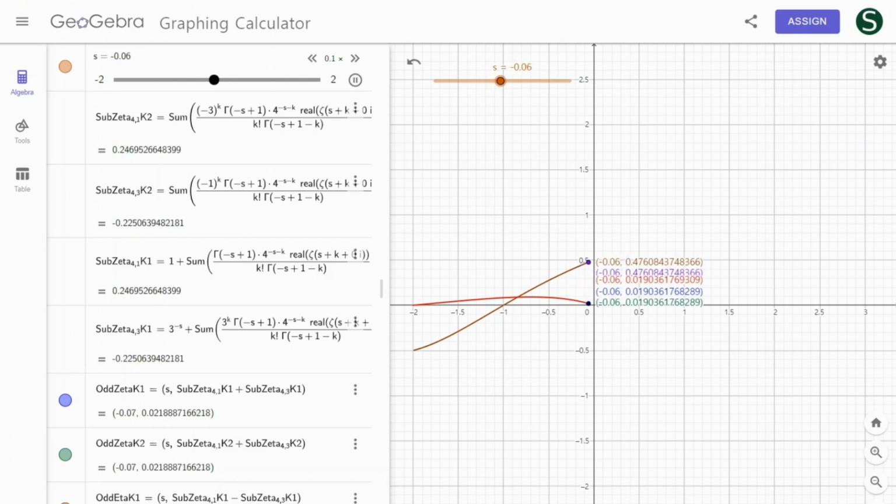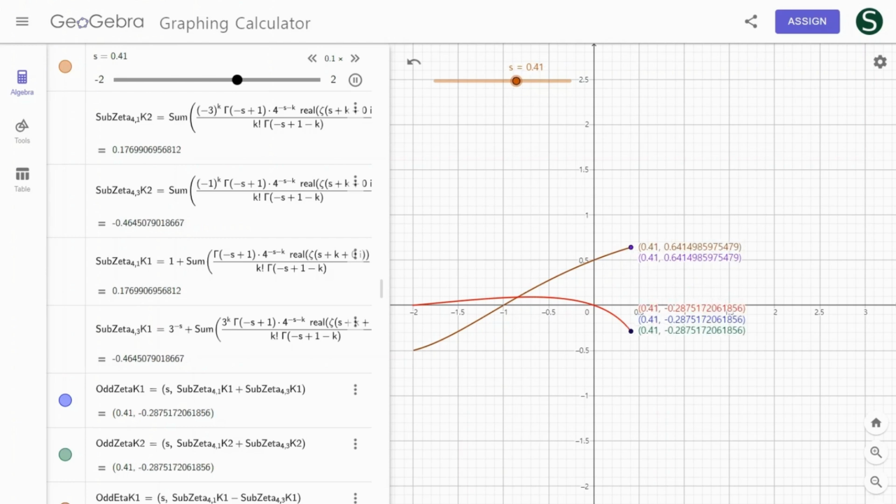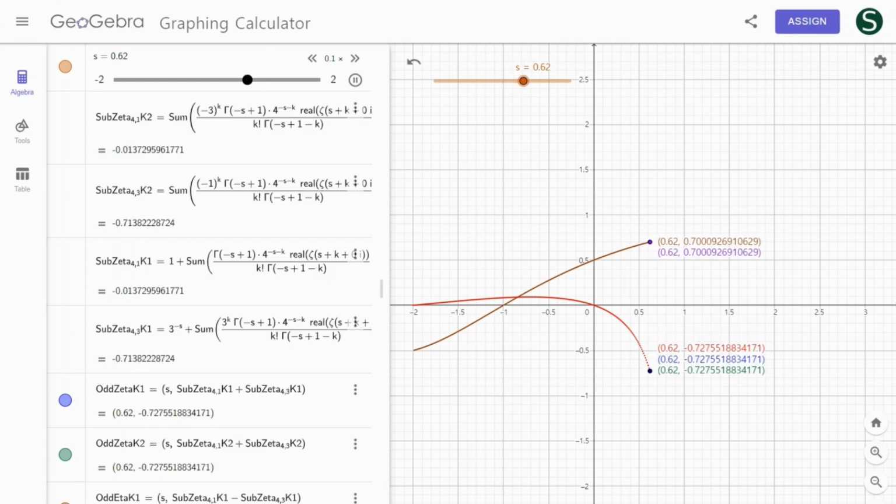If the subordinate zeta functions 4,1 and 4,3 are added, it is the same as the odd zeta function, and if the subordinate zeta function 4,1 is subtracted from 4,3, it is the same as the odd eta function. The red odd zeta function is the zeta function of 1 minus 2 to the minus s power, and the sum of the subordinate zeta functions 4,1 and 4,3 in blue and green shows an error of more than 10 decimal places.